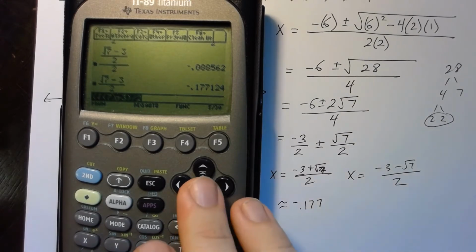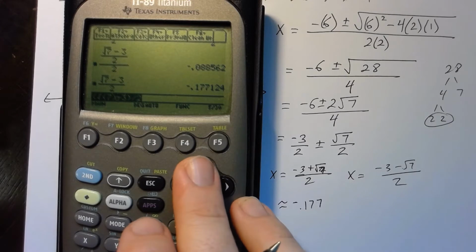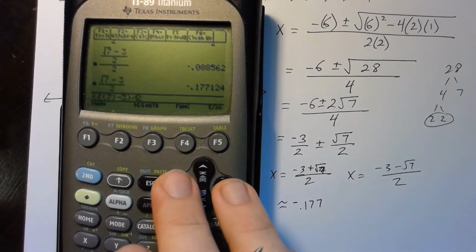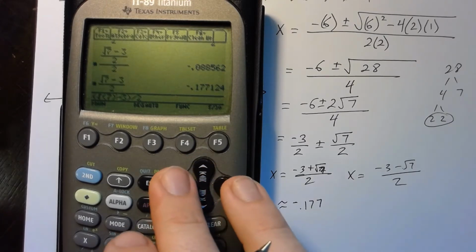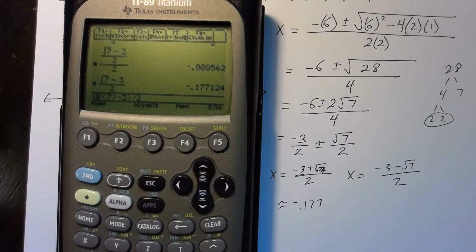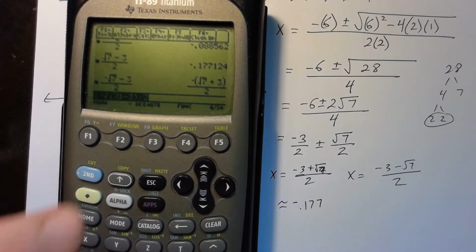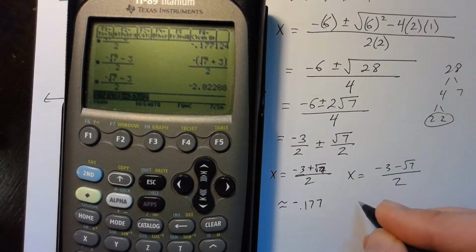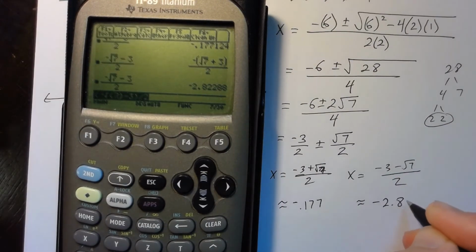And then if I do the other one, I'm going to go ahead and just take this thing again, but this time instead of having the radical 7 be positive, I'm going to put a negative in front of it, which is right there. I'm going to hit enter again, and I'm going to have to do the alpha again. This one over here is approximately negative 2.82.